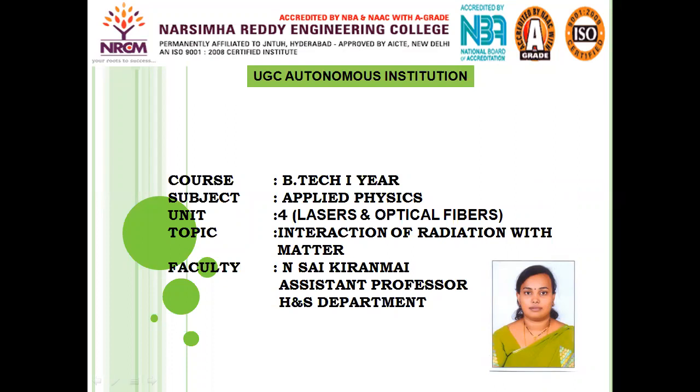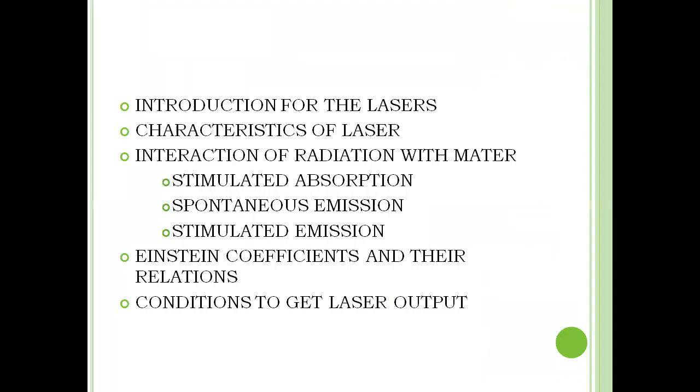Today in this session, we are going to discuss the interaction of radiation with matter. Under this topic, we are going to discuss what lasers are, the interaction of radiation with matter, and the characteristics of lasers. When a radiation interacts with matter, which sort of process will happen, like stimulated absorption, spontaneous emission, and stimulated emission. From those different processes we are going to derive some coefficients called Einstein coefficients, and we are going to derive a relation between them.